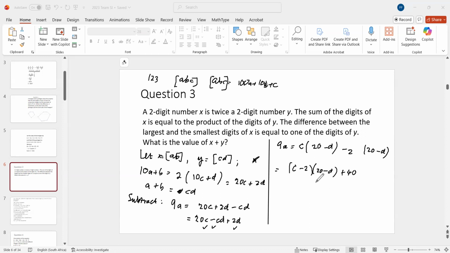Right. Now I've got a product, you see. So if I put the product on the left-hand side, C minus 2 into 20 minus D, and that is equal to 40 minus 9A. All right. So that is what you've got, 40 minus 9A. Now there is something else here. You see, they say this two-digit number X is twice this number here. So this number is twice this two-digit number.